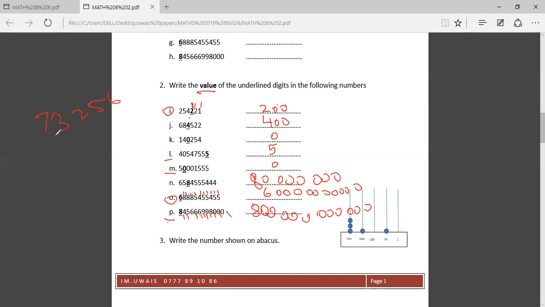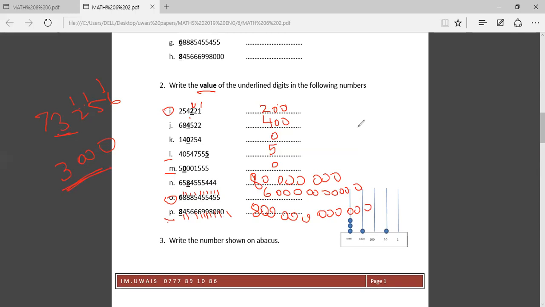Right, what's the value of this 3? What's the value of this 3 mean? You put 3 and count the number of digits after 3. 1, 2, 3. Then you put 3 zeros. Then it is 3000. The value of this 3 is 3000. Okay, like this you can easily find the answers.